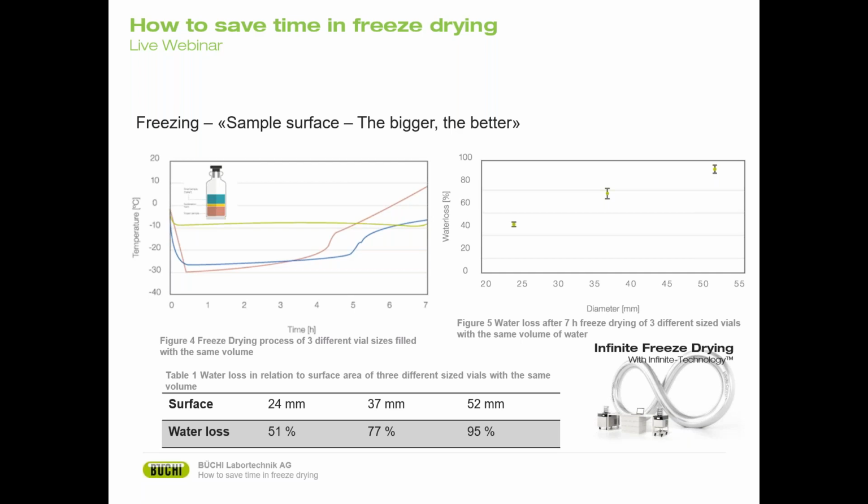You can see in table 1 the water loss after 7 hours. So the bigger the surface, the more water can be sublimated in any given time. And for the 24 millimeter surface, as you can see in figure 4, it actually never really froze and the sample actually melted.